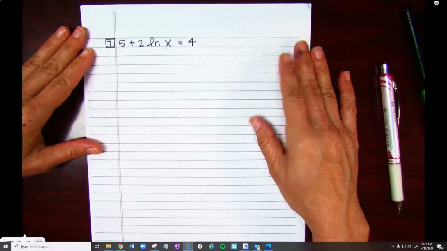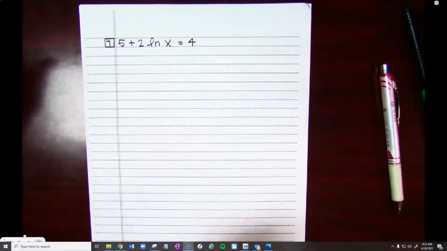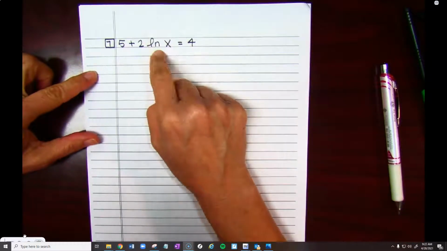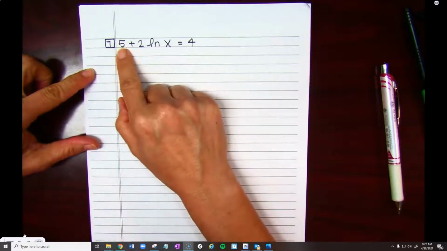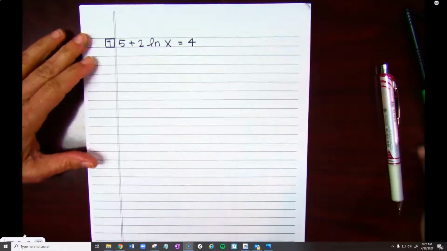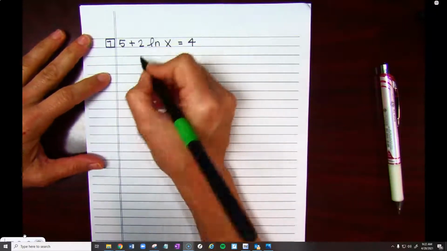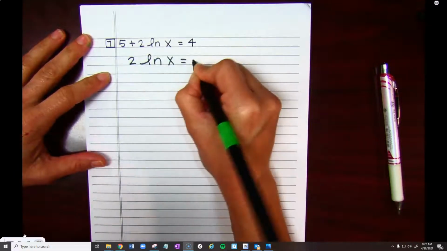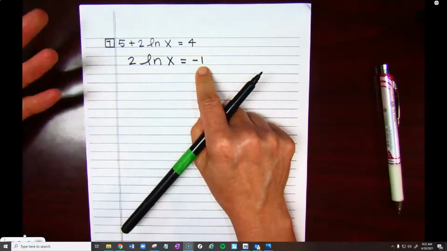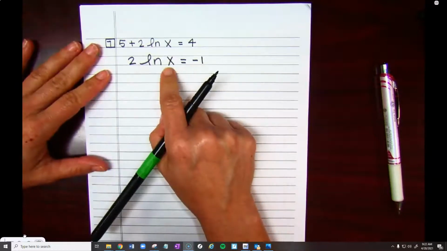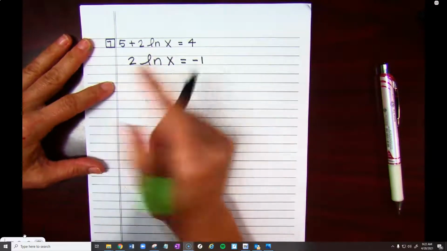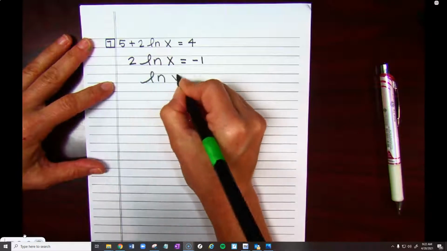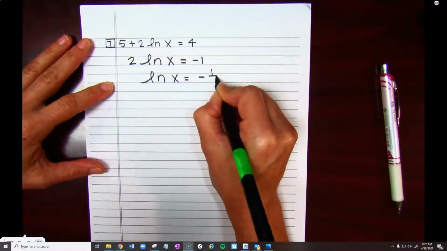Okay, let's take a look at the next example. For the next example, it's in log form, so obviously I'm going to put it back in exponential form, but your log has to be completely isolated. I have to get rid of that 5. I have to get rid of that 2. So I'm going to get rid of the 5 first. So 2 ln of x is going to equal a negative 1, which is okay. That's an exponent, so it can be negative. Just remember that x, the number inside the log, can't be negative. But we need to get rid of this 2 too. So ln of x is going to equal a negative 1/2.